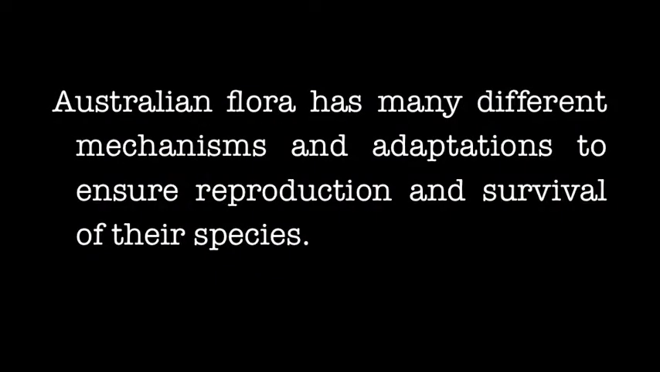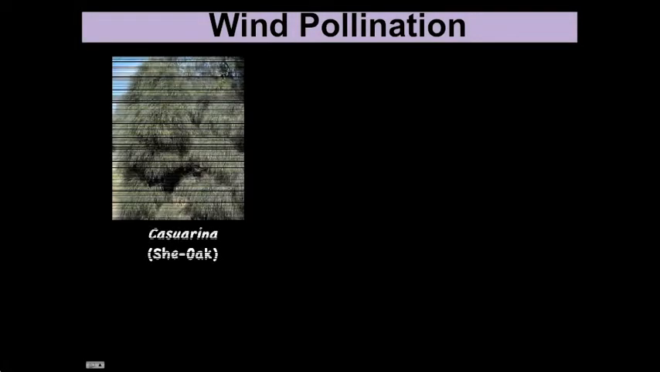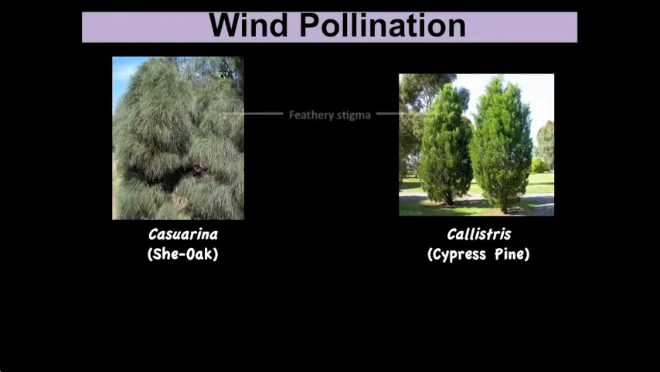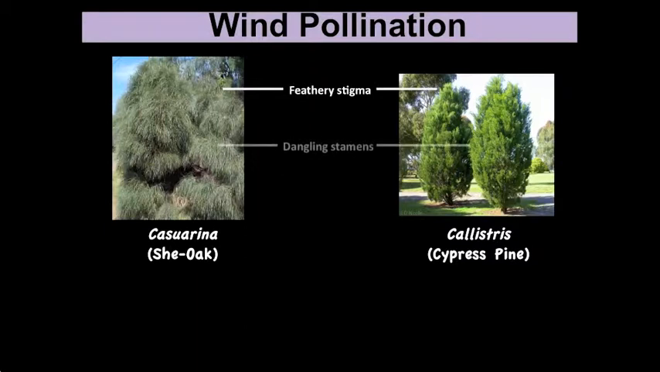For wind-pollinated plants such as the Australian Callistris and the Casuarina, the stigma of the plant is often quite feathery, which increases the surface area and improves the chance of pollen landing on the plant. Also common amongst these plants is that the stamens are found dangling beyond the rest of the flower, which increases the plant's exposure to wind.